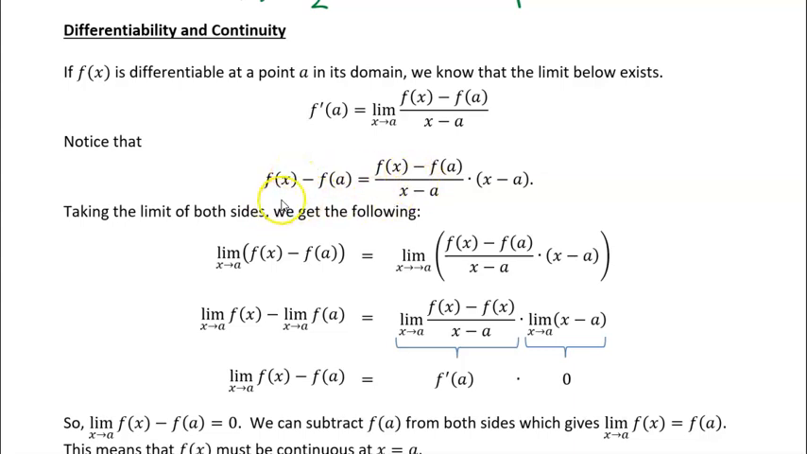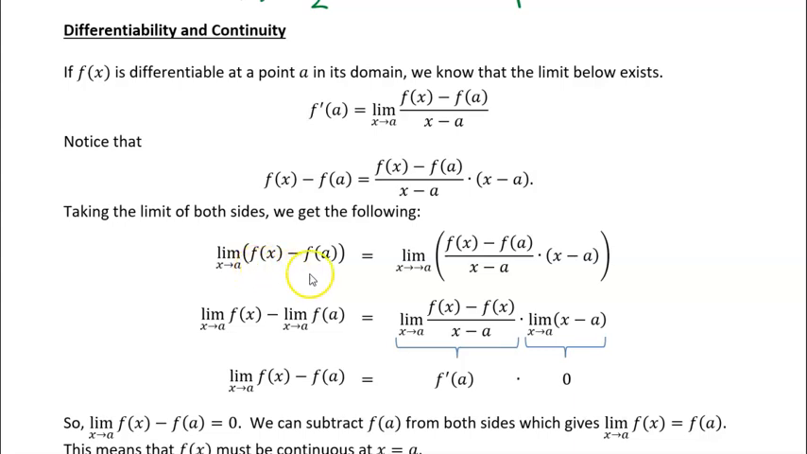So let's notice that if we look at just the numerator of that limit, f(x) minus f(a), that is the same thing as (f(x) minus f(a)) over (x minus a) times (x minus a). All we did was divide by x minus a and then multiply by x minus a, so we basically multiplied by 1. It doesn't change the value. I think I can convince you that that is a true statement. Now let's look at taking the limit of both sides.